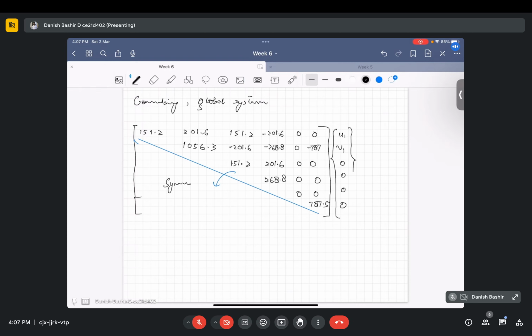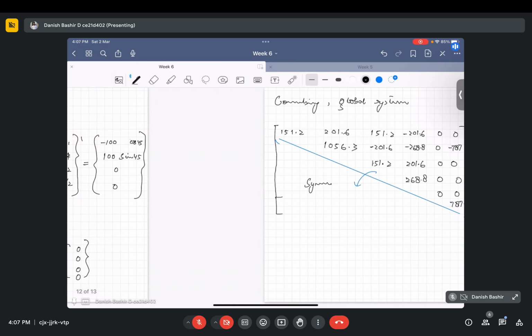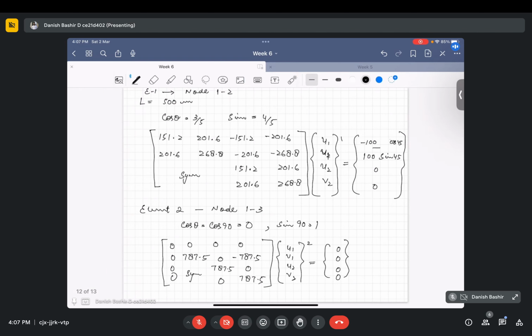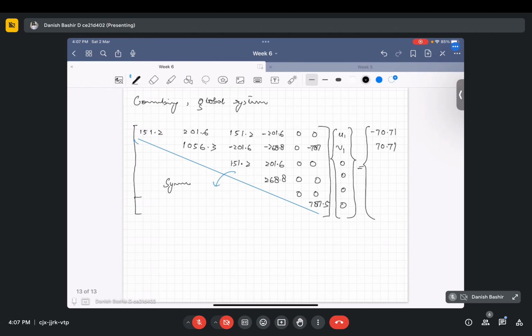And in place of those four quantities, we will have, first we will have our force minus 70.71. This will be 70.71. This is actually this one, 100 times cos 45, 100 times sin 45. And this will be rx2, ry2, rx3, ry3. Okay, I hope this thing is clear to you guys.